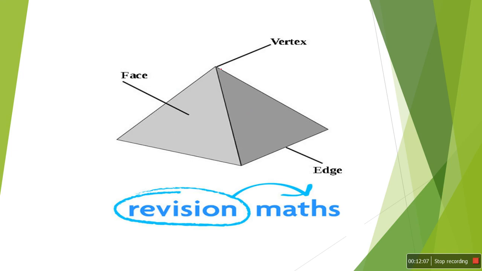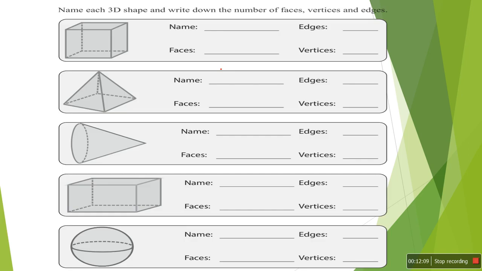What we have studied, I have already given you some work so that you can know more, and this sheet will revise your study. If I ask you what is the name of this shape, then you will write the name of this shape and count the edges, vertices and faces. Same thing you will do over here: write down the name, cone, and the edges.